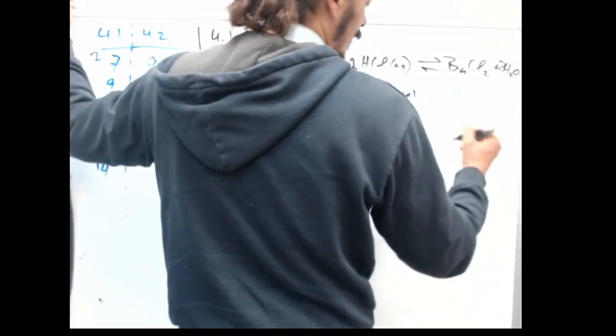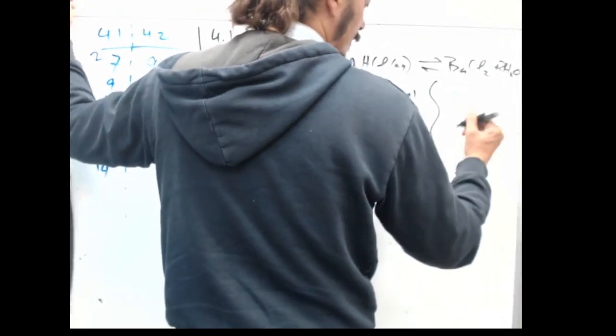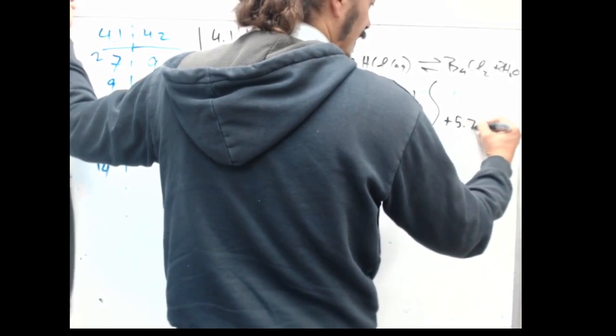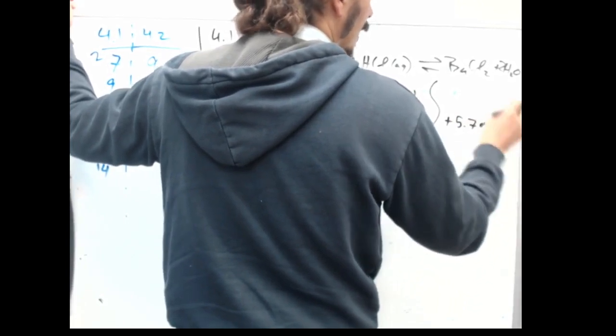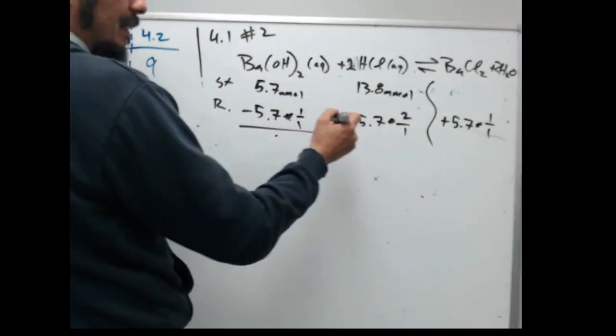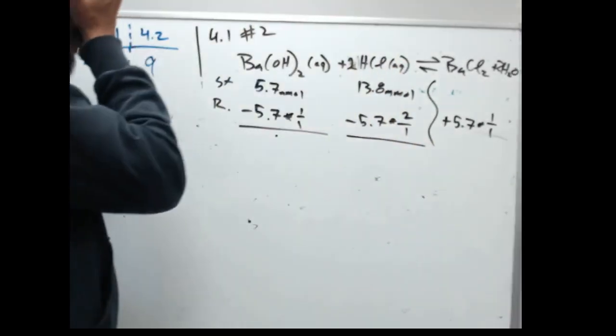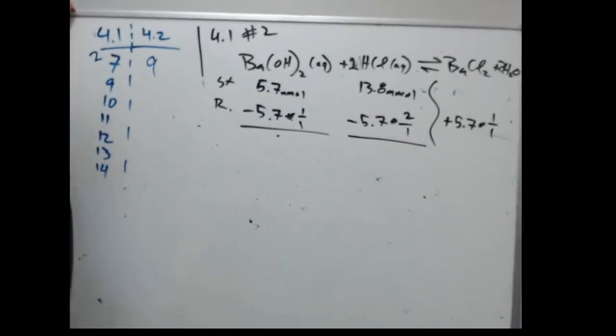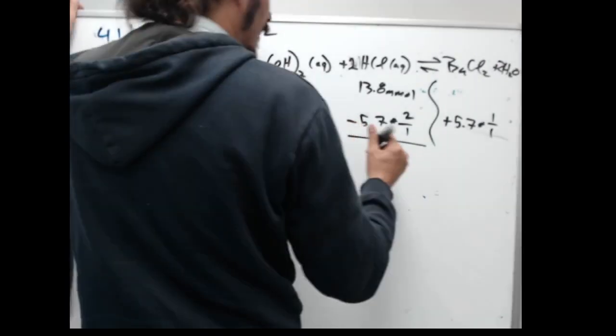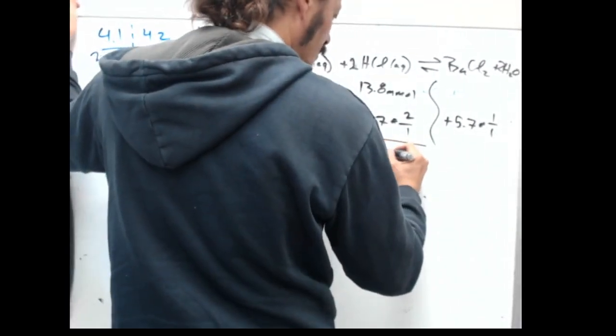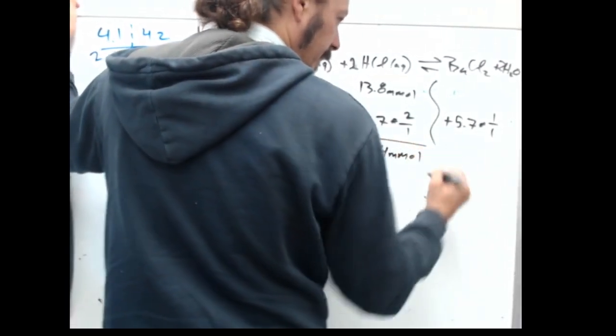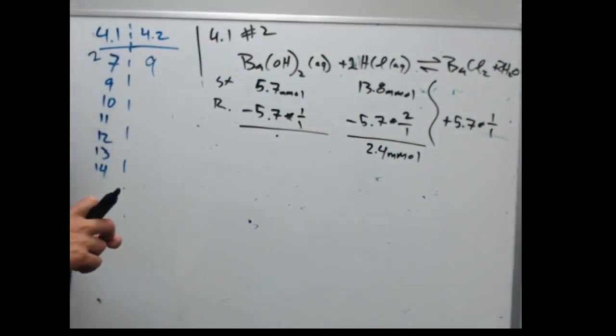Let's think about it, right? Plus 5.7 times 1-to-1, one for the barium chloride, one for the barium hydroxide. That's going to be 13.8 minus 11.4, which leaves us with 2.4 millimoles. Is that right? Or 0.0024 moles?